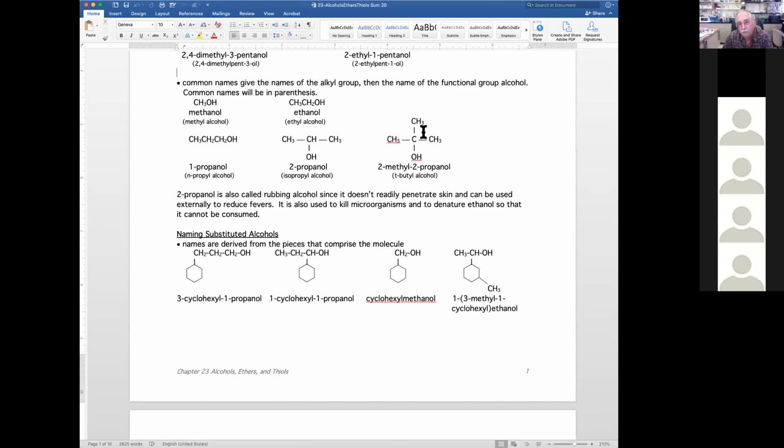And here's the tert-butyl group. So tert-butyl alcohol. But if you look at the longest continuous chain, it's only 3, no matter which way you go. So it's propanol on carbon number 2, and also on carbon number 2 is a methyl.